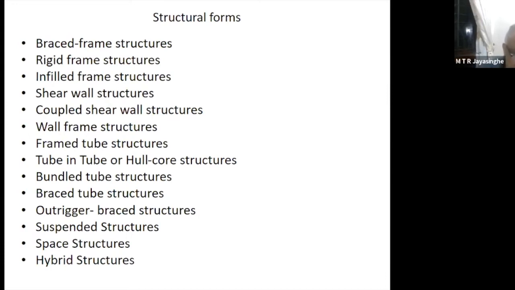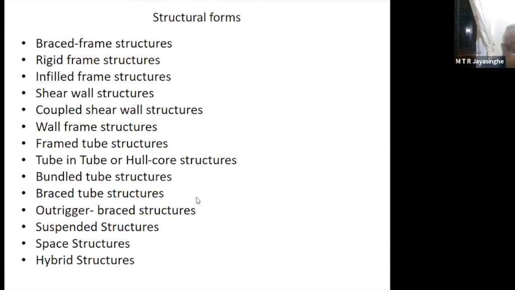He said, let's combine nine bamboos and create a super strong bamboo. The same way they combined nine tubes and created a very tall, elegant structure, which needs a very small quantity of steel, a very efficient structure, a very economical structure. So they went for that, bundled tubes, braced tube structures.